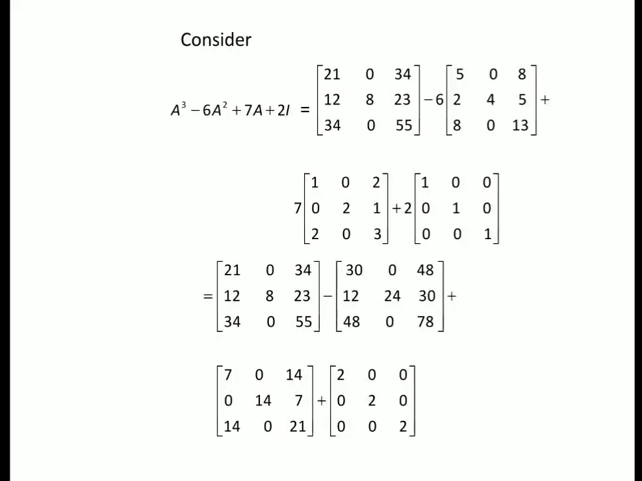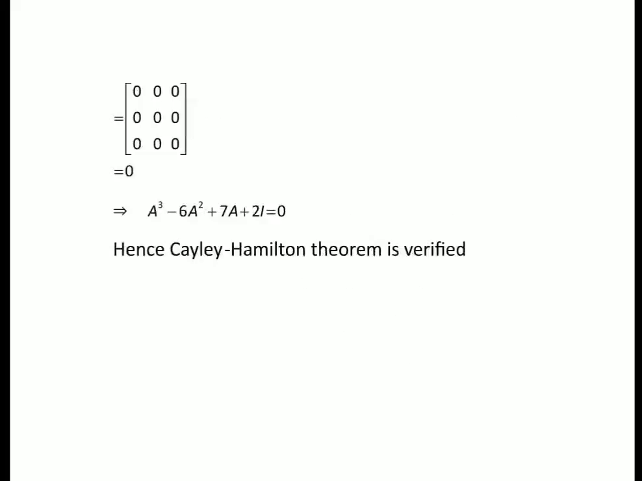After simplification you have to add the corresponding elements. You will get 0 0 0 0 0 0, and it is a null matrix. This implies A cube minus 6A square plus 7A plus 2I is equal to 0, which satisfies the characteristic equation. Hence we can say that the Cayley-Hamilton theorem is verified.